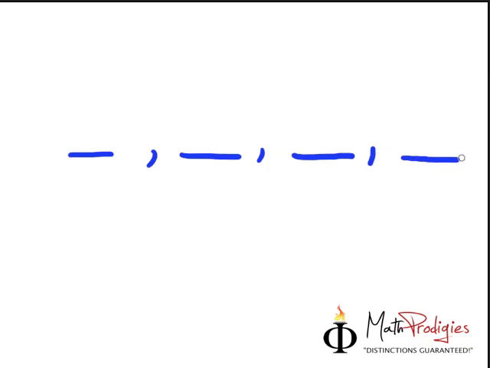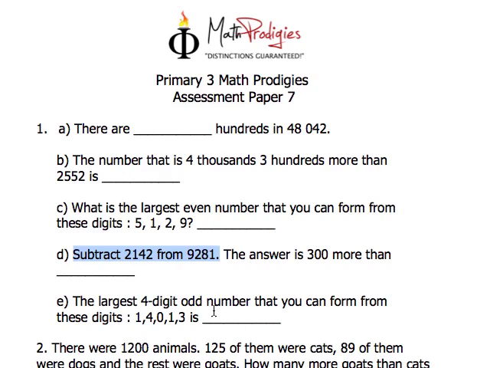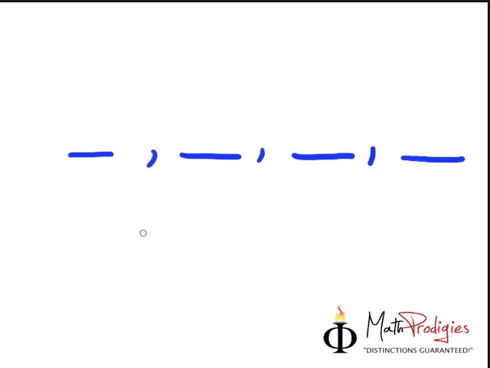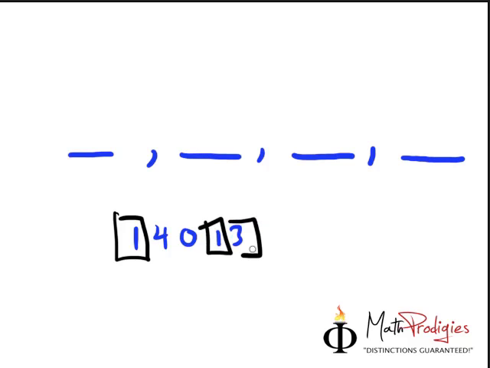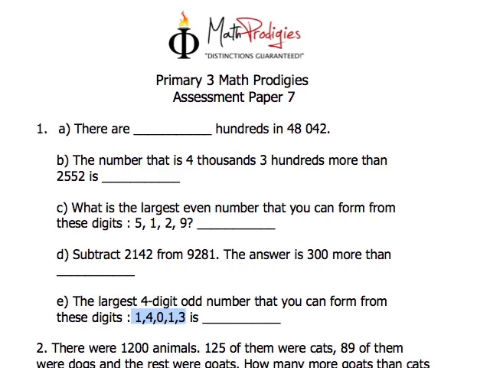Now notice that they're trying to trick you. They gave you 5 numbers, but you're supposed to choose only 4. Now, what are the odd numbers in this particular set that they gave you? 14013. Where are the odd numbers? The odd numbers are 1, good. 0, no. 1, yes. 3, yes. So now, which one should I pick to put at the back? Remember, they are looking for the largest 4-digit odd number.